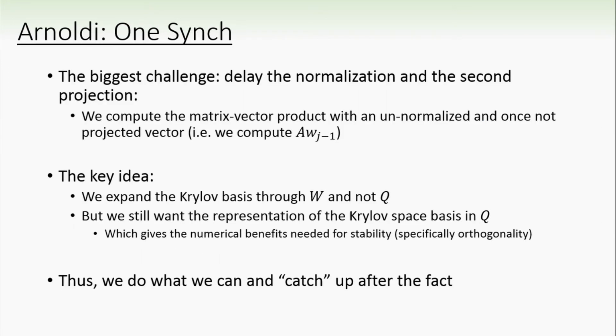The biggest challenge is delaying the normalization and delaying the second projection. So we compute this matrix vector product with that once unnormalized and once projected vector. The key idea I want to emphasize is that now we don't expand the Krylov basis through Q, but through W, the only once projected and unnormalized vector. But I want to gain the numerical properties of CGS2 by reorthogonalizing, so we need to capture this back. Again, the Rolling Stones: we do what we can and catch back up.